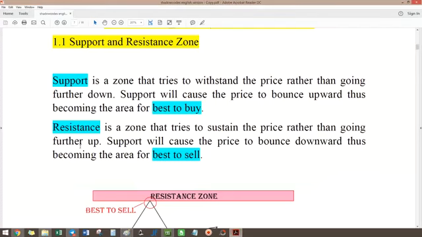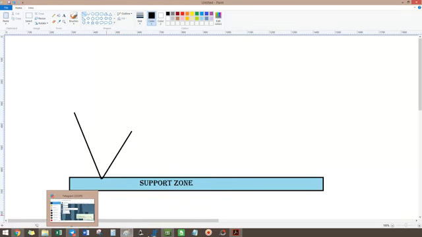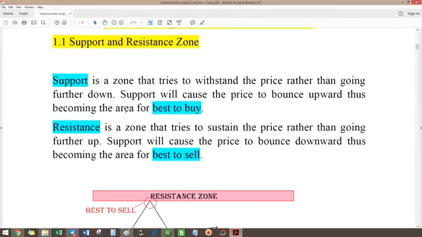So let's read that again. Support is a zone that tries to withstand the price rather than going further down. For example, price is going down, going down, going down, and when it comes to the support zone, it will bounce up. So the support zone is like a barrier that prevents price from dropping down. It will pull the price and go up. All right, so continue. Resistance is a zone that tries to sustain the price rather than going further up.